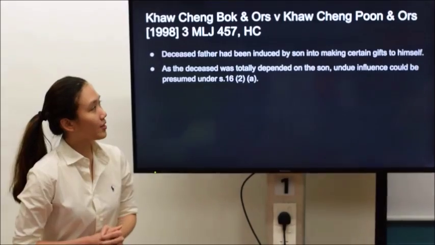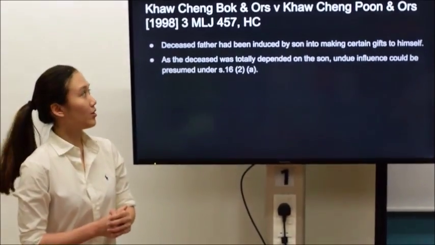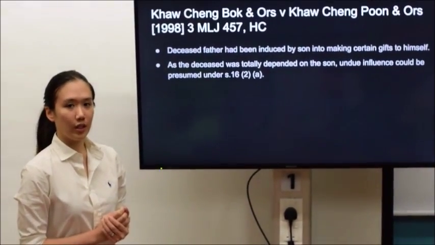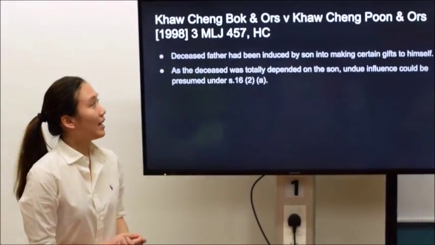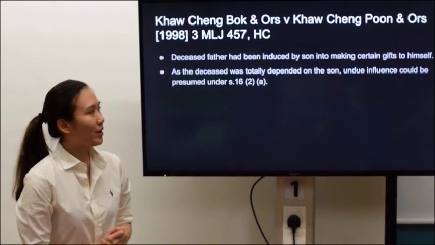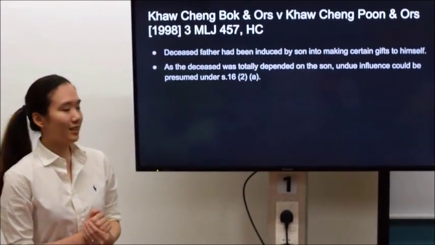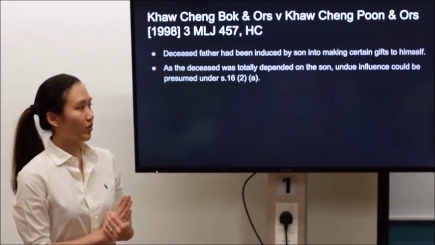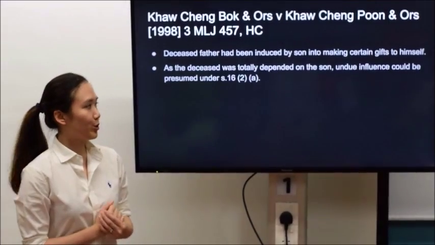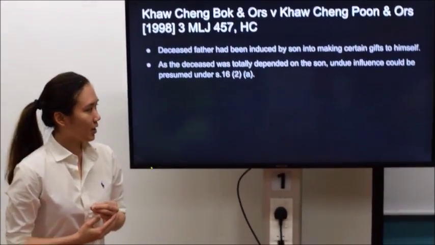Cheng Bok and others against Ko Cheng Poon and others. This case is quite similar to the case in Lancashire, the English one. This is the case of a deceased father who had been induced by his son into making certain gifts to himself. As the deceased was totally dependent on the son, undue influence could be presumed under section 16, subsection 2(a).